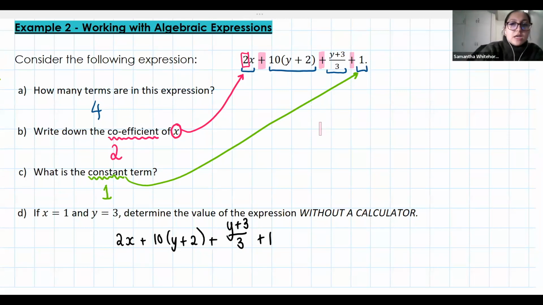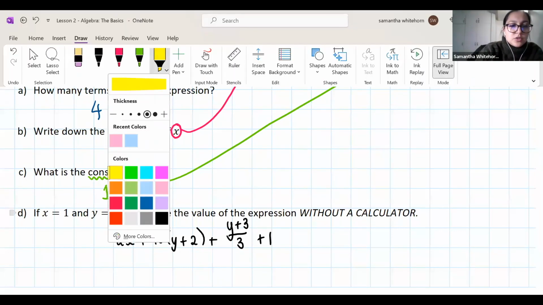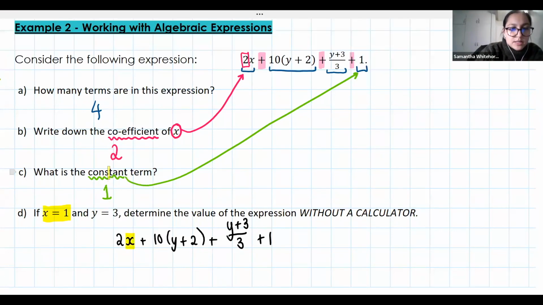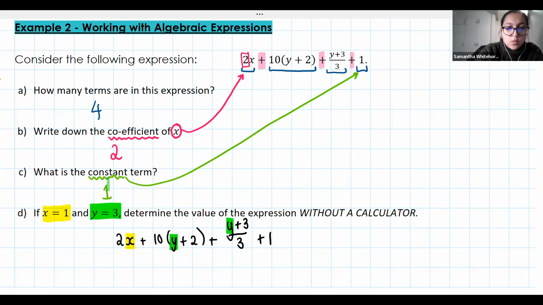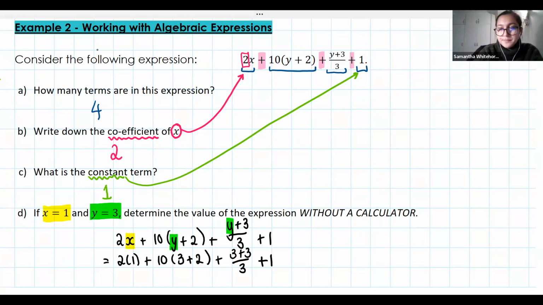it's chaos. So over here, I have told you that x is 1. So every single time I see an x, I'm going to replace that with a 1. I've only got one x, as we've already established. I've also told you that y is equal to 3. So every time I see a y in my expression, I'm going to substitute in 3. So that's what I now need to go and do. I've got 2 times 1 plus 10 times 3 plus 2 plus 3 plus 3 over 3. There's lots of 3's going on here, plus 1.